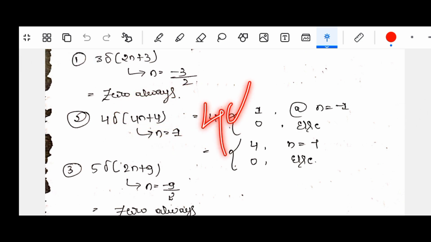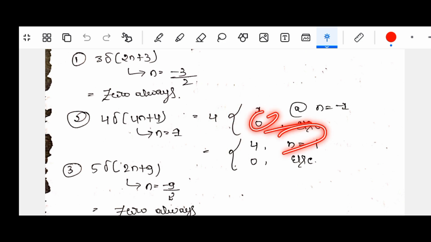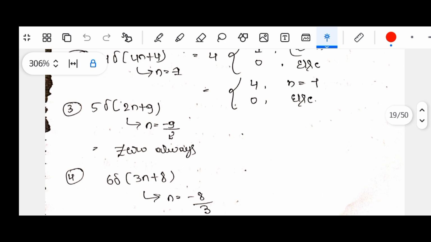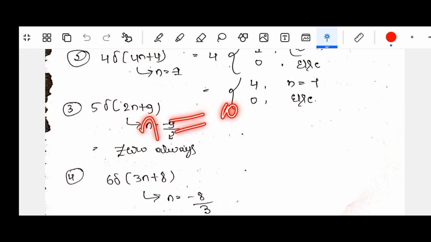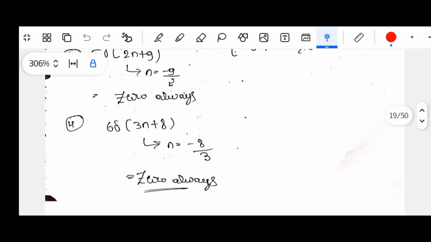But here we have to take 4 outside. At 1 it will be minus 1. At 0 it will be else. 4 at n will be minus 1. At 0 it will be else. 5 into delta of 2n plus 9. Here the n will be minus 9 by 2. Here it is a non-integer number, therefore the answer will be 0 always.